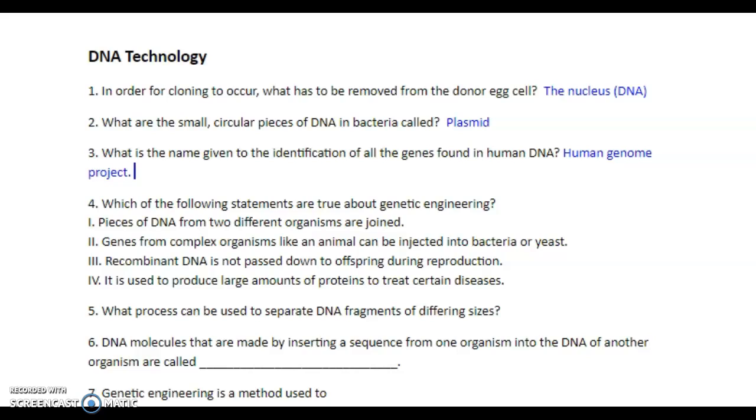Number 4. Which of the following statements are true about genetic engineering? Pieces of DNA from 2 different organisms are joined. Yes, if we're doing recombinant DNA. Genes from complex organisms like an animal can be injected into a yeast or bacteria. Yes. Recombinant DNA is passed down to the offspring during reproduction. Yes. And it is used to produce large amounts of proteins to treat certain diseases. And that is true. So all of those are true.